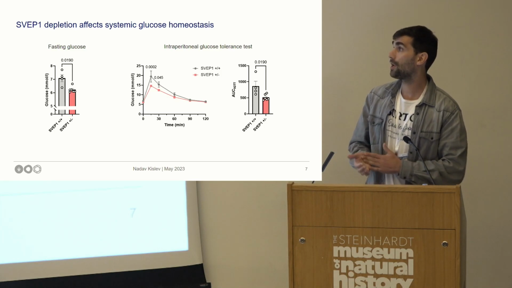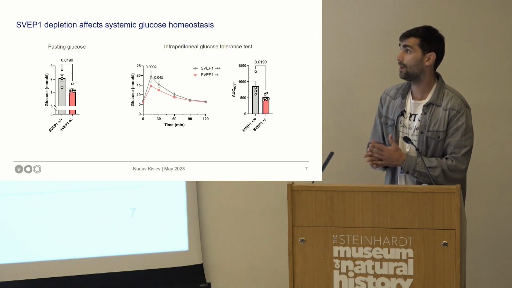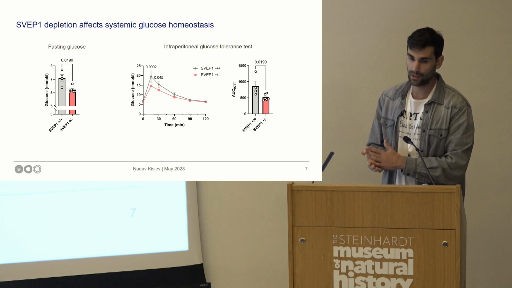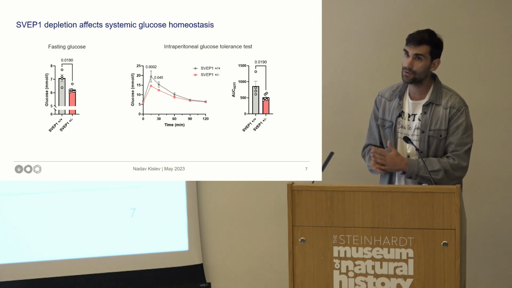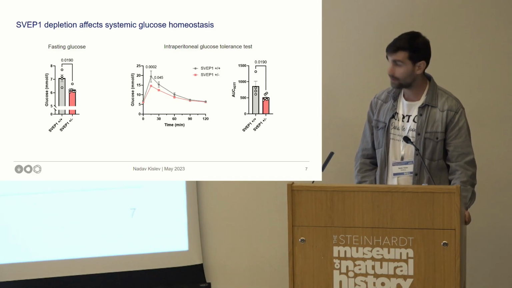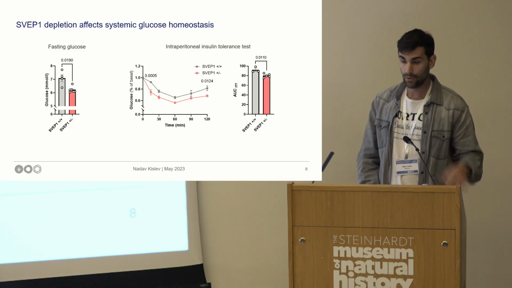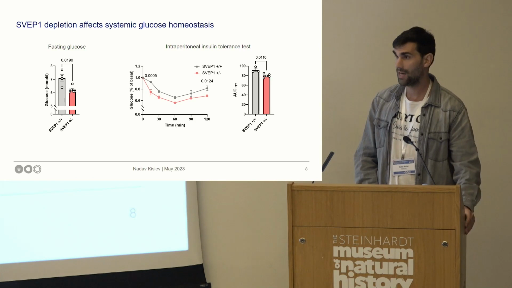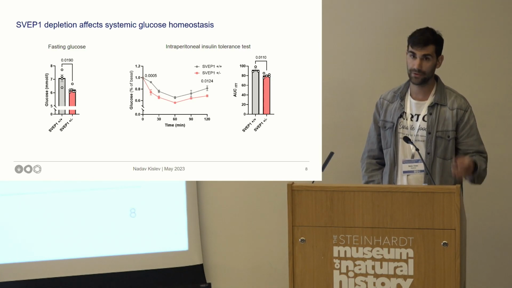When we do a knockout, a heterozygous knockout of SVEP1, we see that it can also affect the systemic glucose homeostasis with changes in fasting glucose tolerance, and also insulin tolerance as well, with the knockout mice presenting more tolerance to insulin and glucose as well.